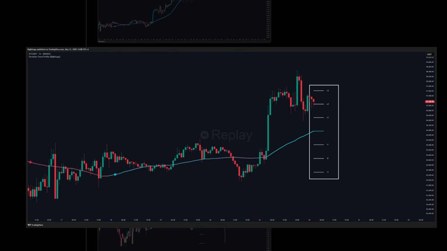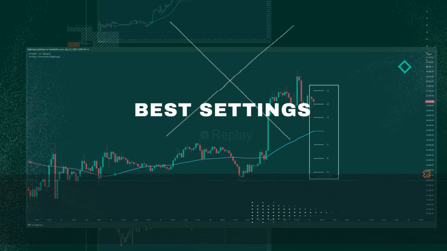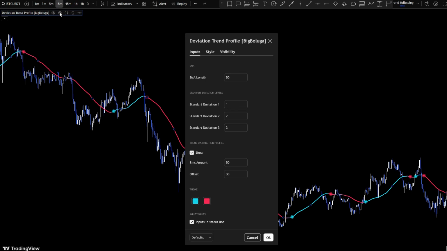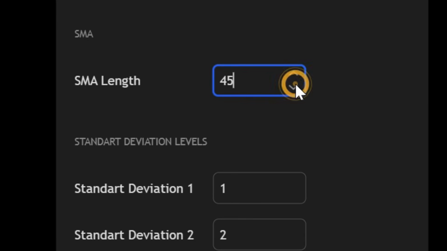Alright, so based on all my testing, here are the best settings for the indicator. For the SMA length, 45 works great, seriously. No other changes are really needed there. It's pretty good right out of the box.